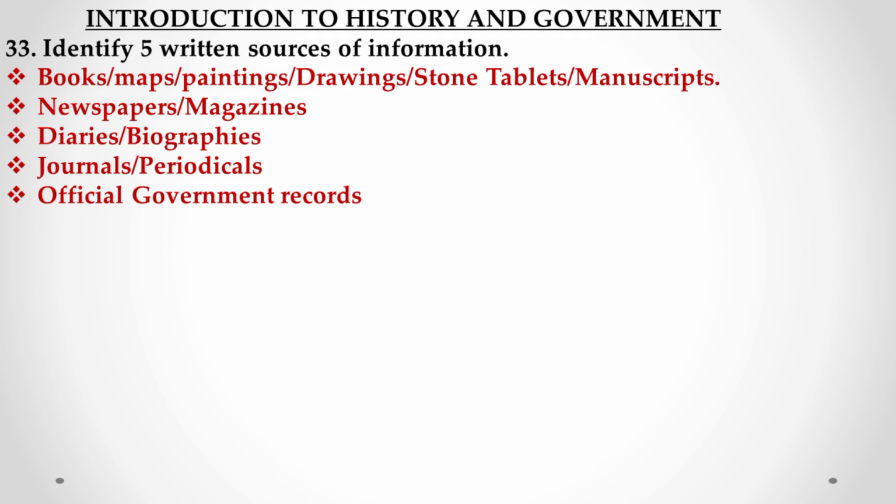Question 33. Identify 5 written sources of information. We have books, maps, paintings, drawings, stone tablets, manuscripts. We also have newspapers or magazines. We have diaries or biographies. We have journals or periodicals. We also have official government records as written sources of information.